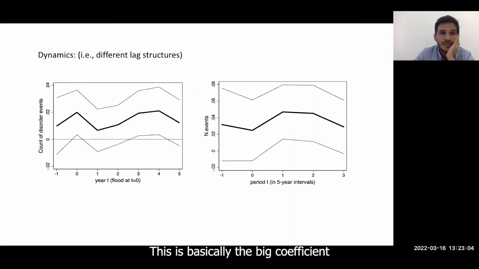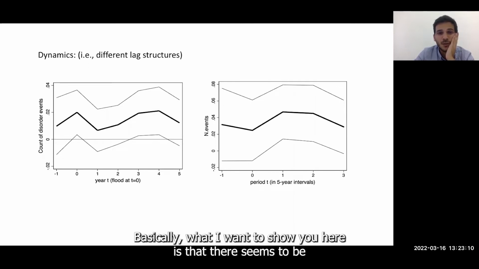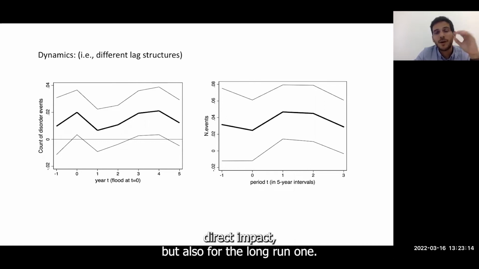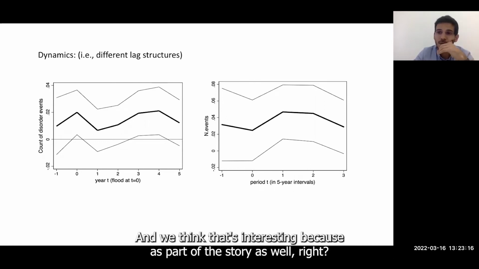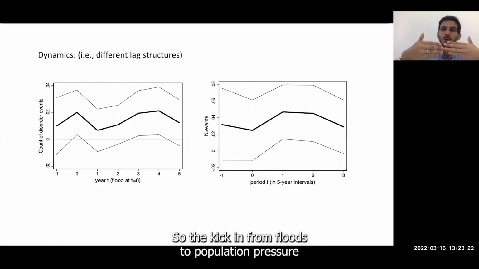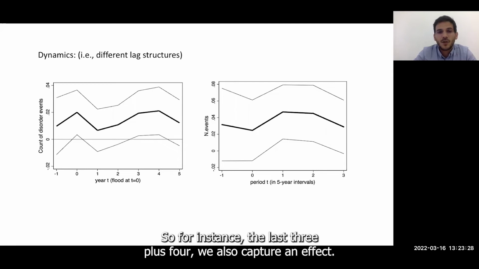This is basically the coefficient for different lag structures, so the dynamics. Basically, what I want to show you here is that there seems to be a direct impact, but also a long-run one. And we think that's interesting because that's part of the story as well, right? Some of these, so the kicking from floods to population pressure and then conflict, may take some time, and we capture that here as well. So for instance, period T+3, T+4, we also capture an effect.